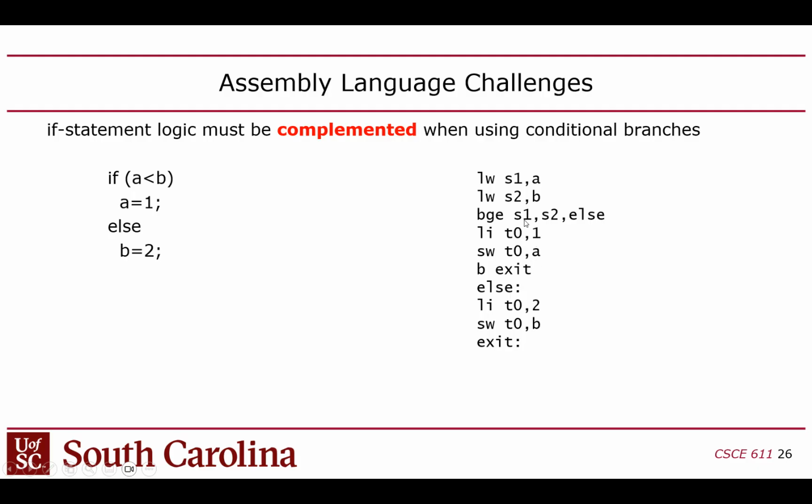So basically here, if A is greater than or equal to B, I go to the else. Otherwise, I fall through, meaning I just continue to whatever instruction was under the branch, in which case I do the then part, where I load a 1 into register T0 and then store it back to A, right? Meaning I set 1 into A, and then I branch to exit.